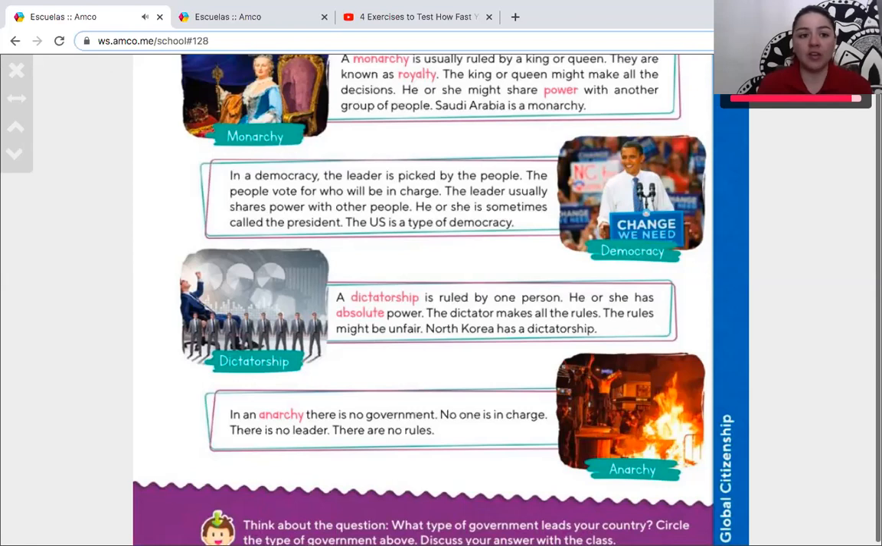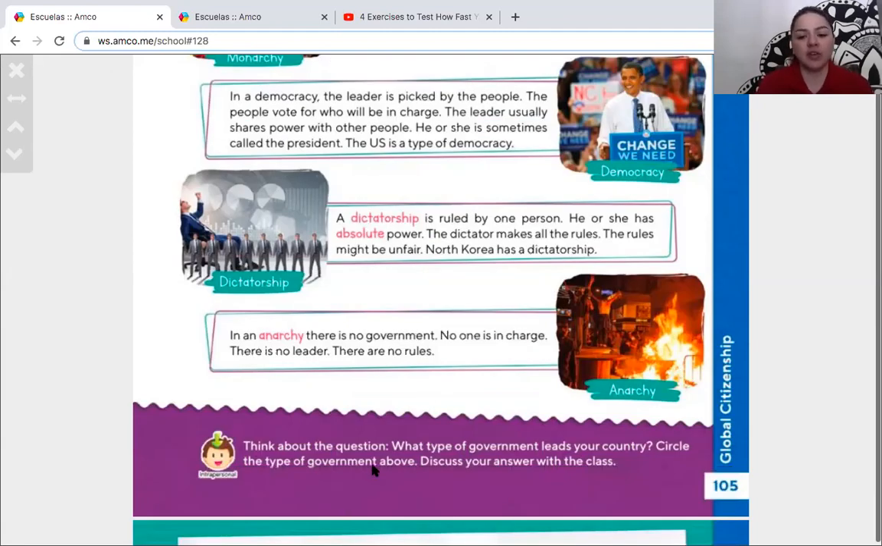There you go. Can you imagine a place with no rules? That would be a mess. Now, think about the question. What type of government leads your country? Circle the type of government above. Discuss your answer with the class.